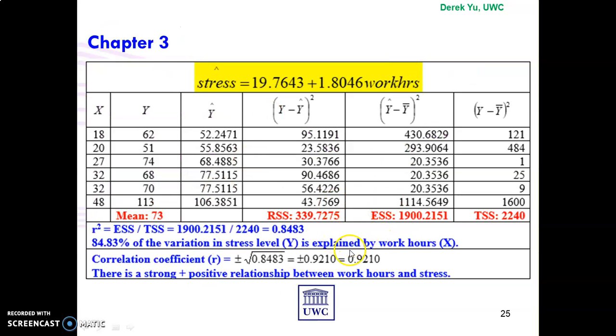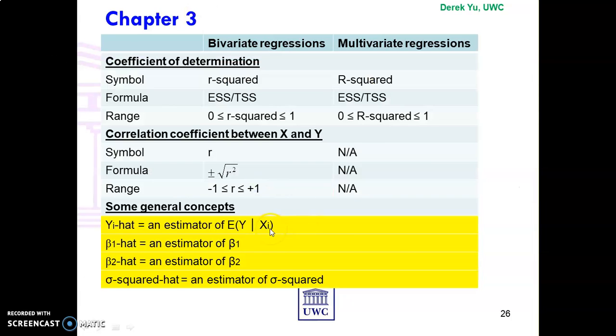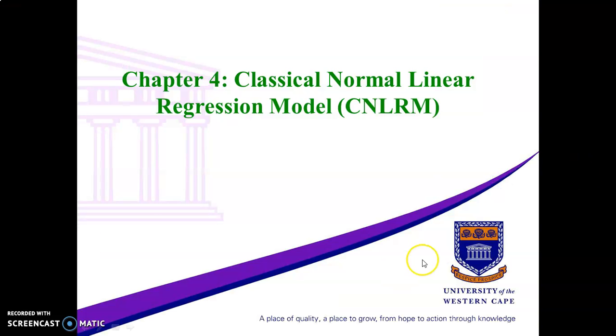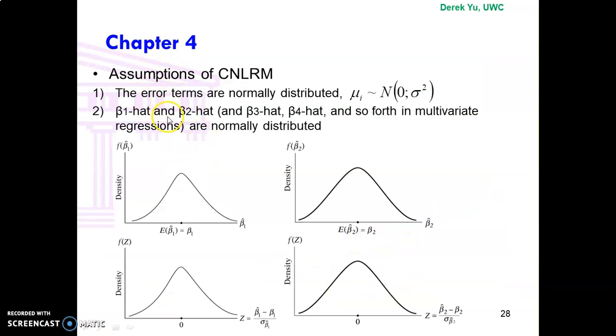Okay, this is an example. I can skip this one. Okay, I can also skip this one. So for multivariate regression, the focus of ECO311, keep in mind that the square root of R square no longer means correlation coefficient. Okay, this is not applicable for multivariate regression. Chapter 4, there are 2 more assumptions of classical linear regression models.